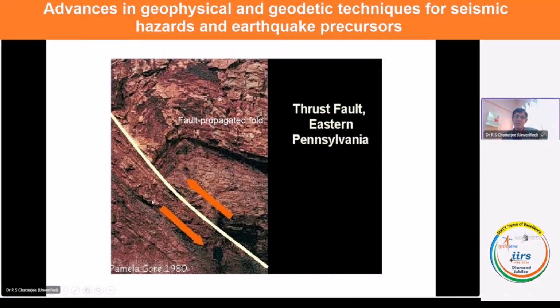Similarly, you can see this is the thrust fault, and one block is riding over another, isn't it? I have taken this figure from the internet. You can see the hanging wall riding over the foot wall block. This is basically a thrust fault. It is not only riding over the foot wall block, but due to this unique movement, fault propagated folding is also happening. This is the fault propagated fold.